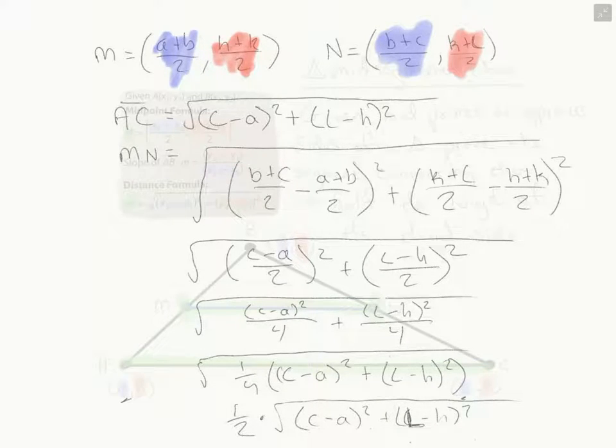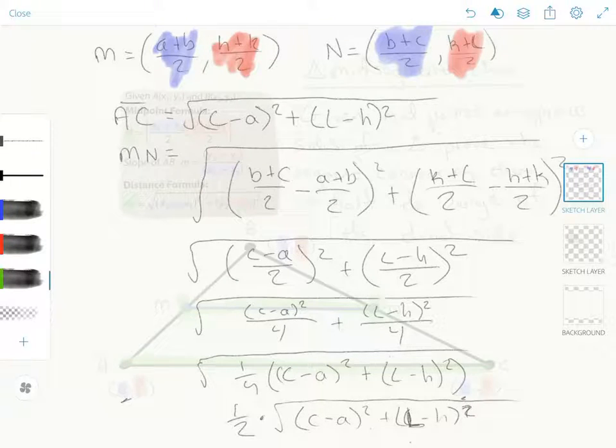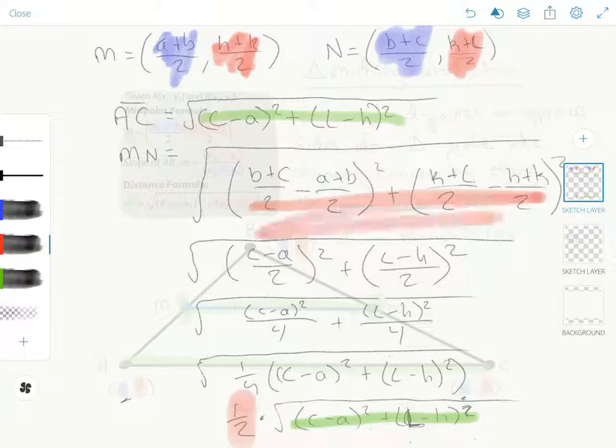And now notice C minus A squared plus L minus H squared is the exact same length we have for AC. But we also have this 1/2 that we've factored out and simplified out of here through algebra magic. So there it is. That is the algebra intensive proof that the length of MN, the triangle midsegment, is exactly half the length of the side to which it's parallel.